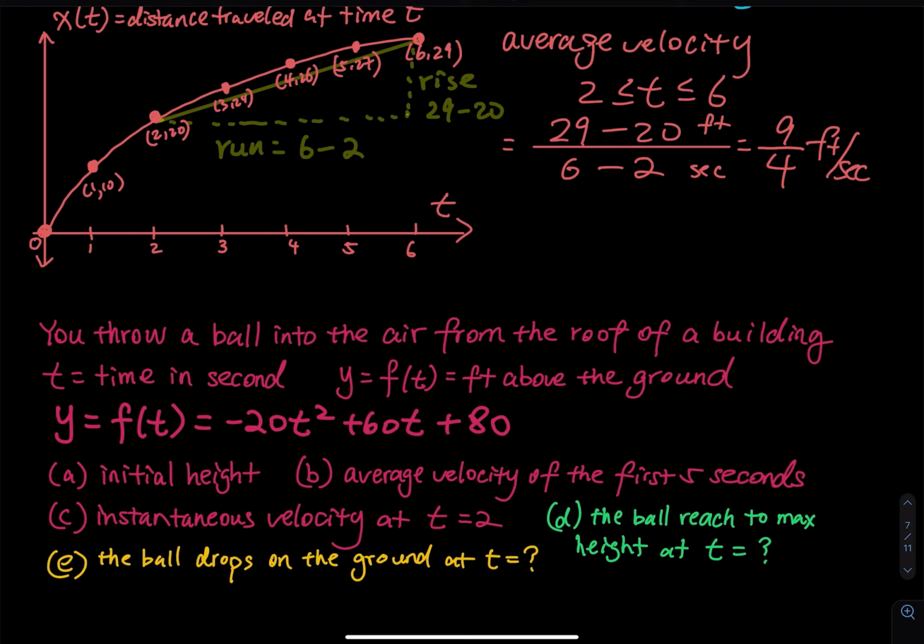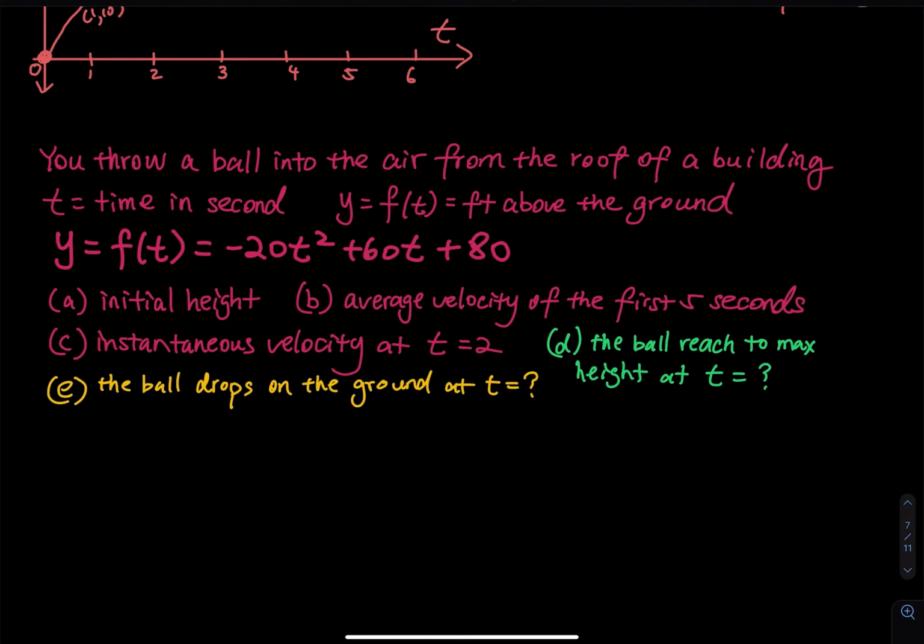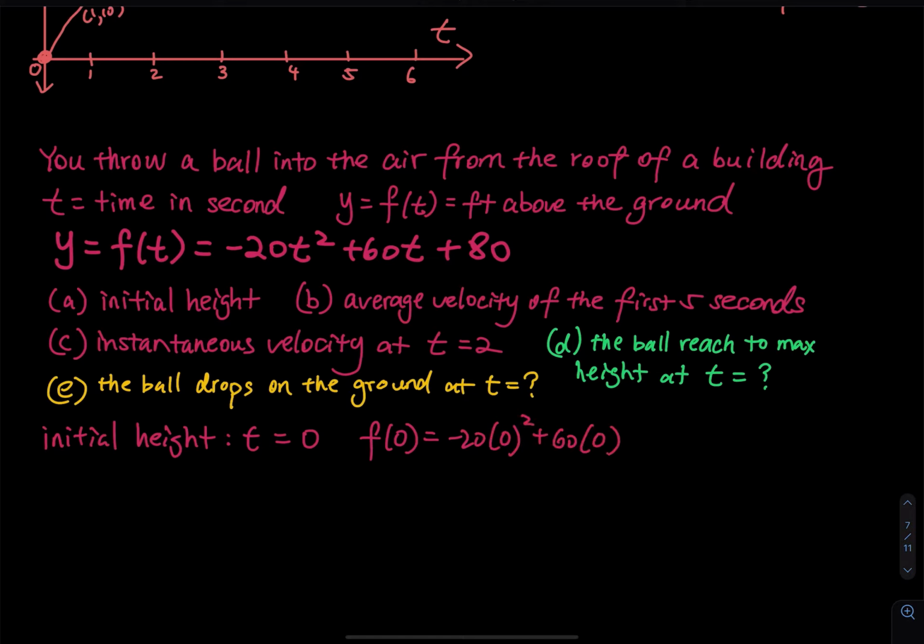The first question is to find the initial height, and then find the average velocity of the first 5 seconds. All right, let's go. A is finding the initial height. That means at the very beginning. The initial height is when time equals 0, so f of 0 equals negative 20 times 0 squared plus 60 times 0 plus 80. So you have 80 feet. At the very beginning, the ball is 80 feet above the ground.